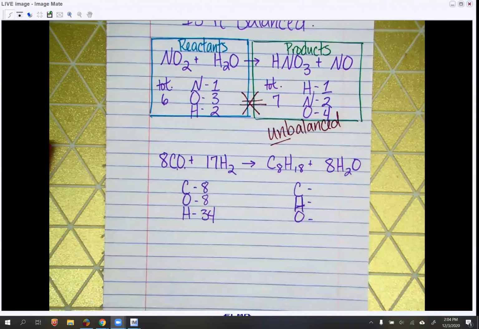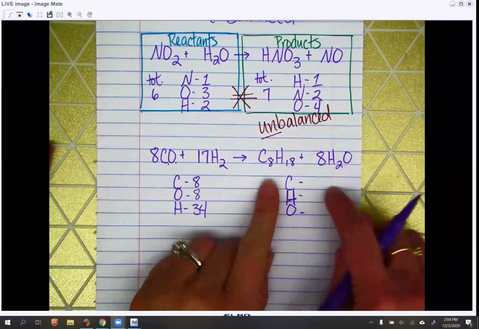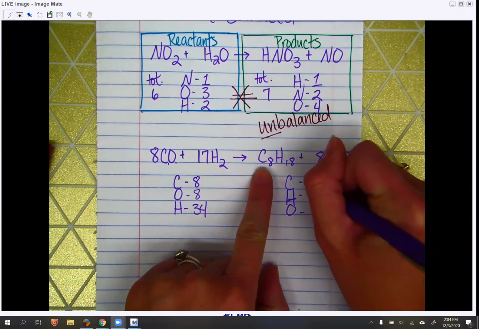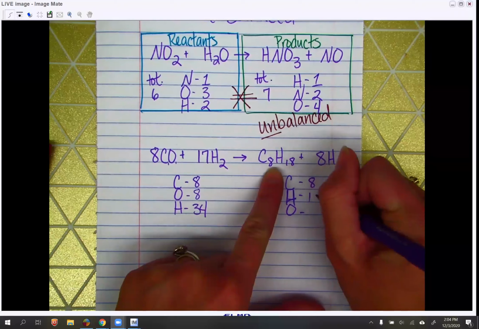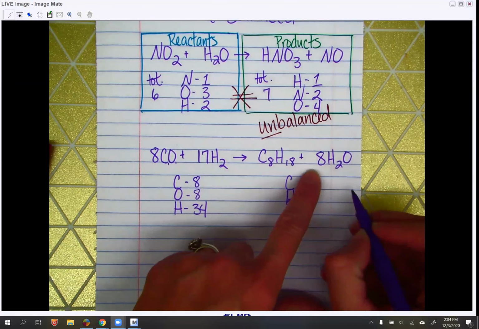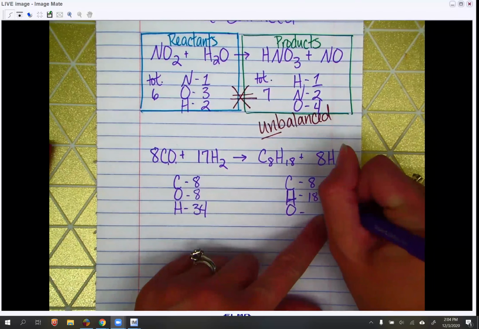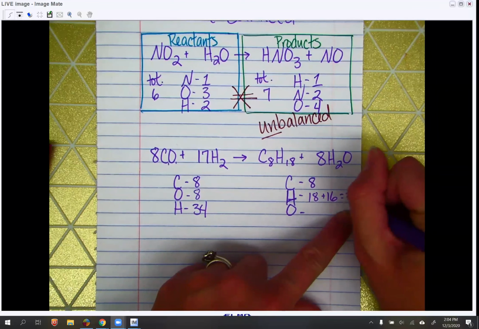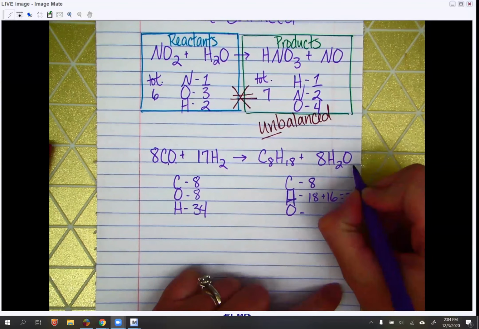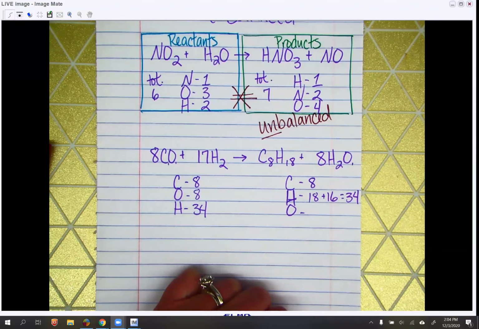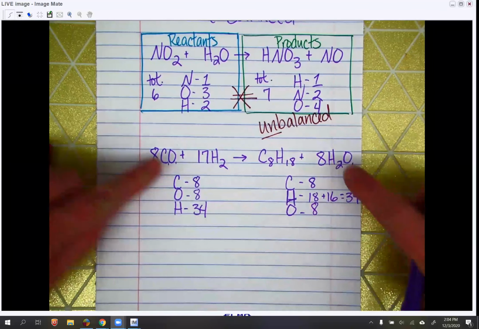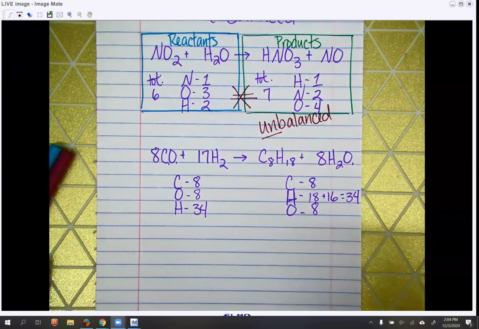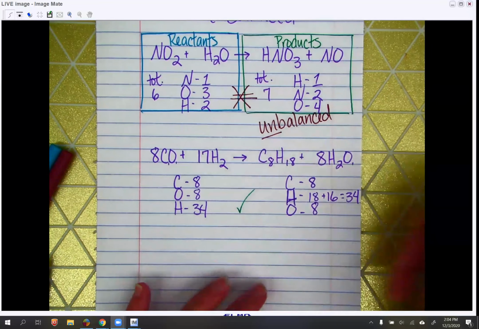Big maths. All right. On the product side, I have 8 carbons in the first molecule, 18 hydrogens, but I have more hydrogens over here. So I have 16 more hydrogens in this molecule. So that gives me 34. And then I have 8 times that imaginary number 1 there, and I have 8 oxygens. So I have 8, 8, and 34. So that is balanced.